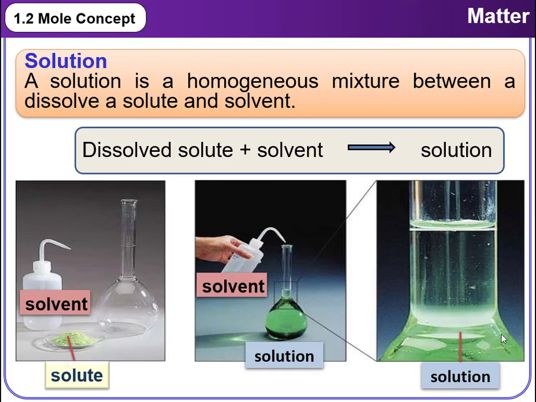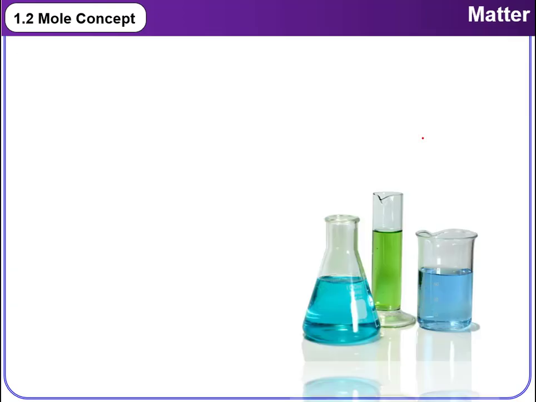Solution. So what is a solution? A solution is a homogeneous mixture of a dissolved solute and solvent. What is an example of a solvent? An example of a solvent is water. How about a solute? Sodium chloride. So when you dissolve the solute in the solvent, you form the NaCl solution.